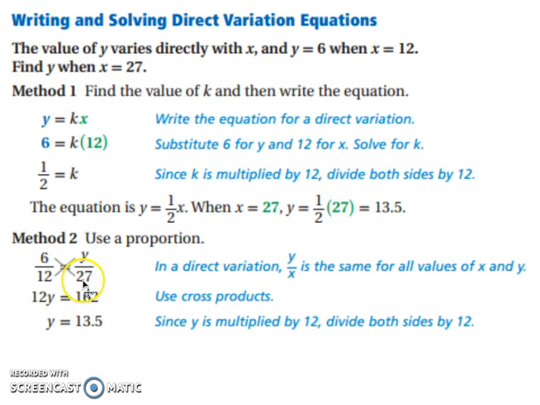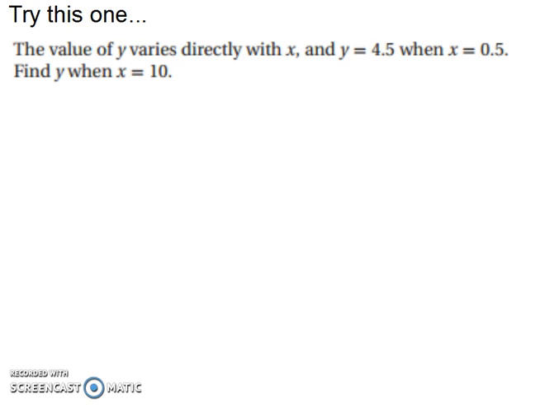So we have 6 times 27, which is 162. That equals the other cross product, 12 times y, which equals 12y. Now we simply need to solve for y, so divide both sides by 12, because it says 12 times y, so the opposite of multiplying is to divide, which gives us 13.5. Either method will work, either method will give you the answer you're looking for. Try this next one on your own.